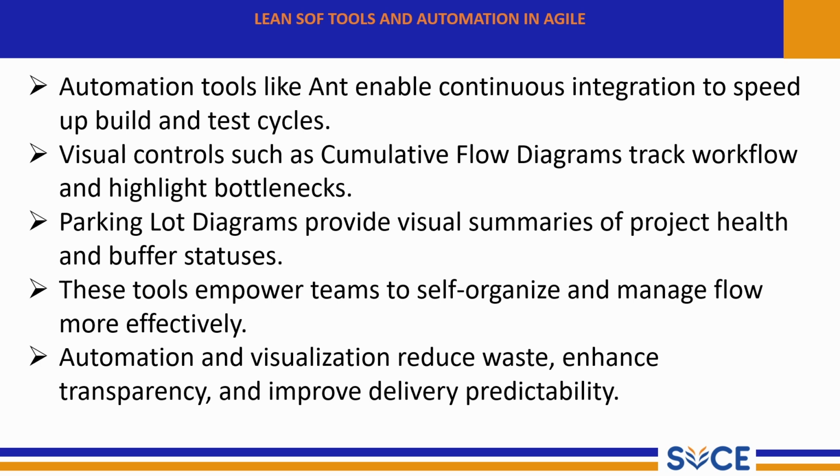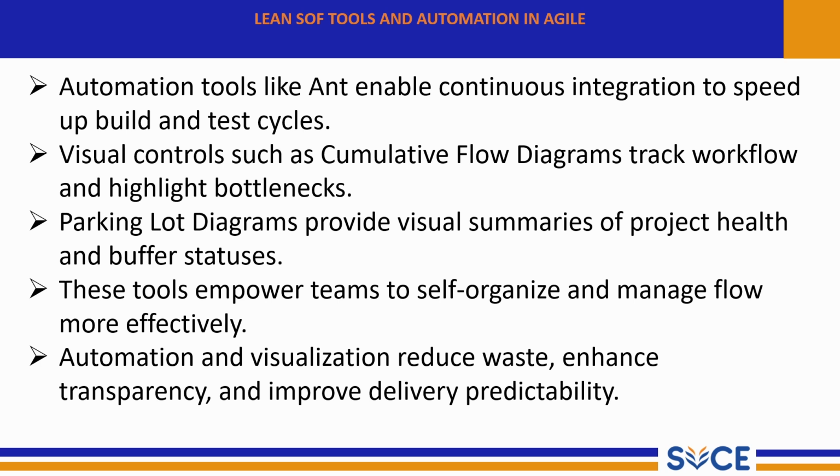Automation tools like Ant enable continuous integration to speed up the build and test cycles. In Agile, automation is very important to save time and reduce manual effort. Tools like Apache Ant, Maven, Jenkins, and GitHub Actions automate the process of compiling code, running tests, and integrating new changes. This supports continuous integration, meaning new code is merged and tested frequently to detect issues early.